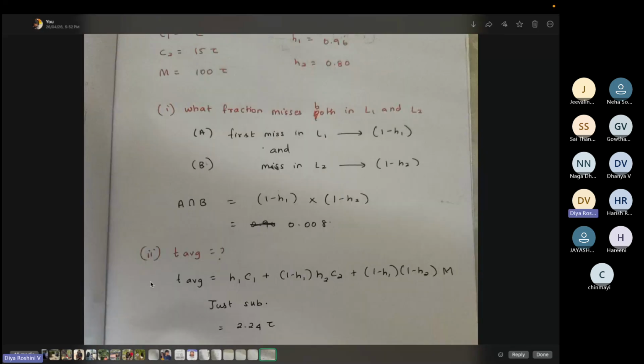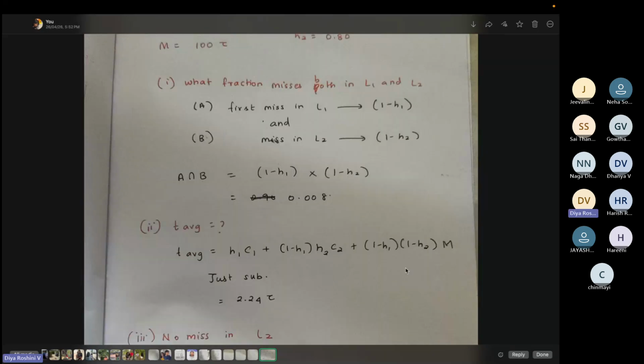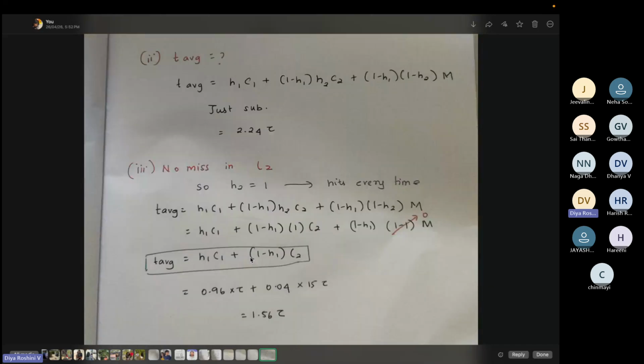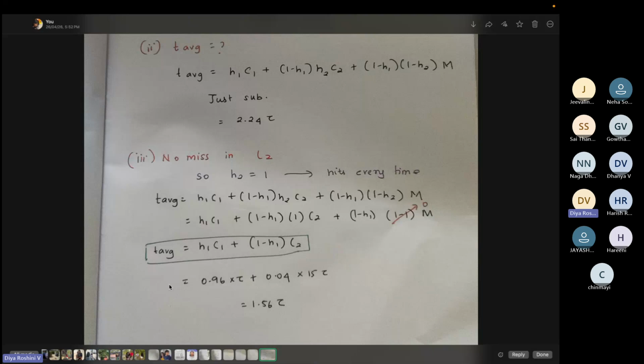And then they have asked for the T average. T average is the same equation we saw in the slide: H1C1, plus (1 minus H1) H2C2, plus (1 minus H1) into (1 minus H2) into miss penalty. We just substitute and this is the final answer. This whole example with the solution is there in the textbook. You can check it out. But only this calculation right here for the third subdivision is not there. I did it on my own. Maybe I'll send the solution also in the group afterwards, so that will be clear.